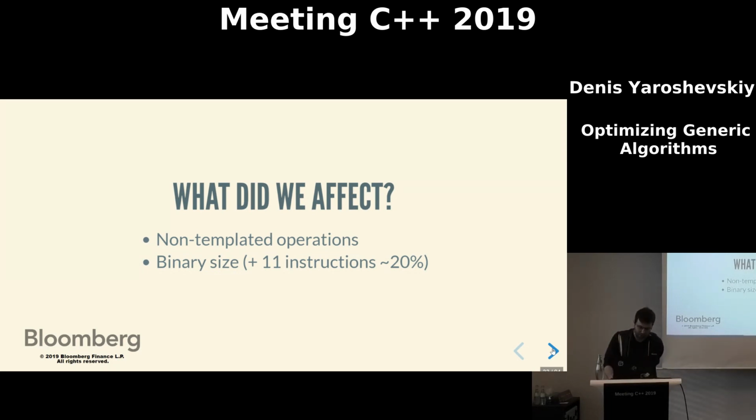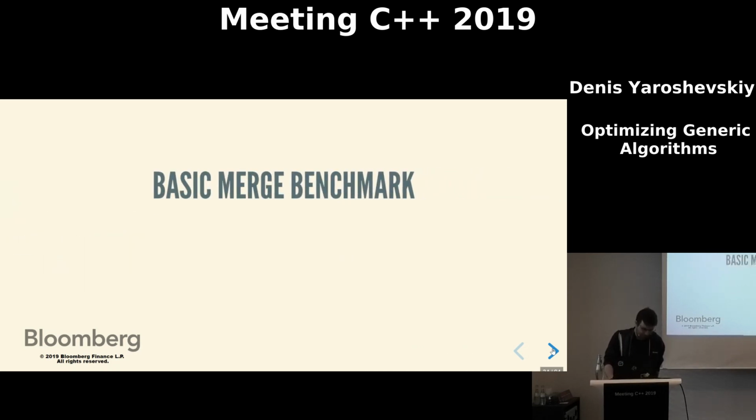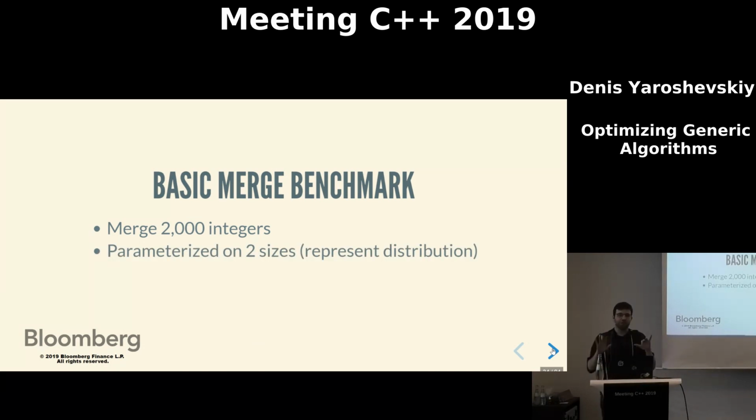Let's do the basic measurements first. Basic merge benchmark. I would really like merge to merge 2,000 integers really, really well. I get one parameter, and I'm going to parameterize on 2 sizes. So I have 2,000 random integers, and I'm going to split them into arrays. This gives me a representation of how the values are distributed relative to each other. If you have 1,900 elements in one range and 100 in another, it means that from the bigger range, you're going to have large chunks of uninterrupted elements. Make sense?